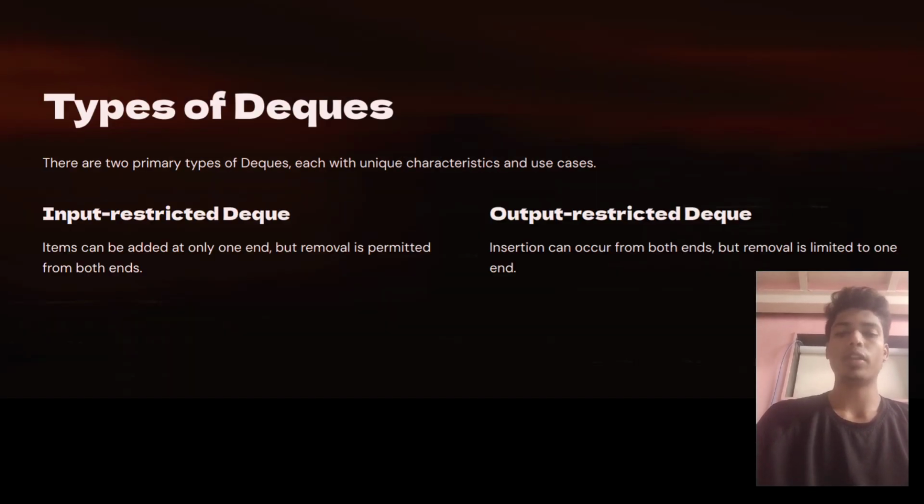Now understand types of DQs. There are two primary types of DQs, each with unique characteristics and use cases. First is the input restricted DQ, and second is the output restricted DQ. In an input restricted DQ, items can be added at only one end, but removal is permitted from both ends. In an output restricted DQ, insertion can occur from both ends, but removal is limited to one end.